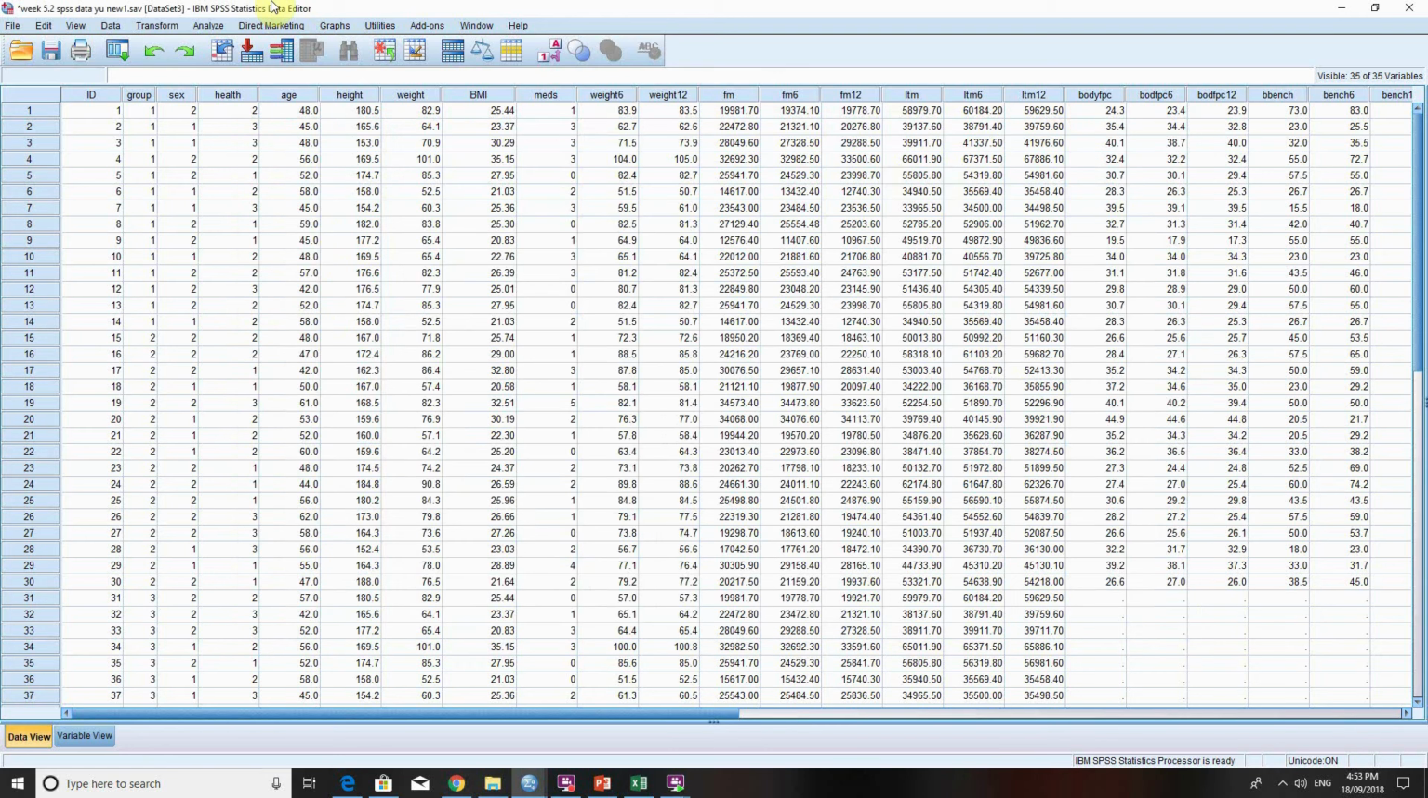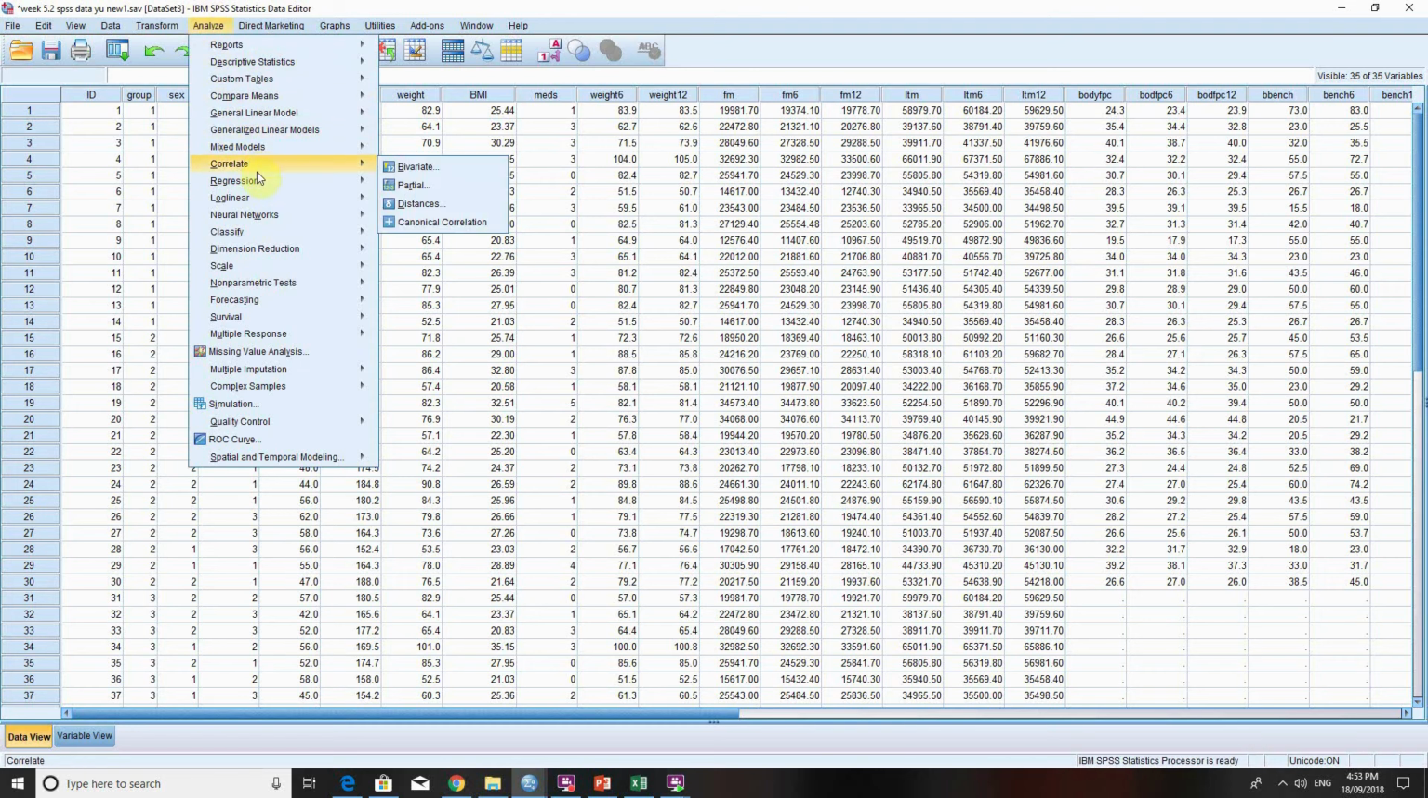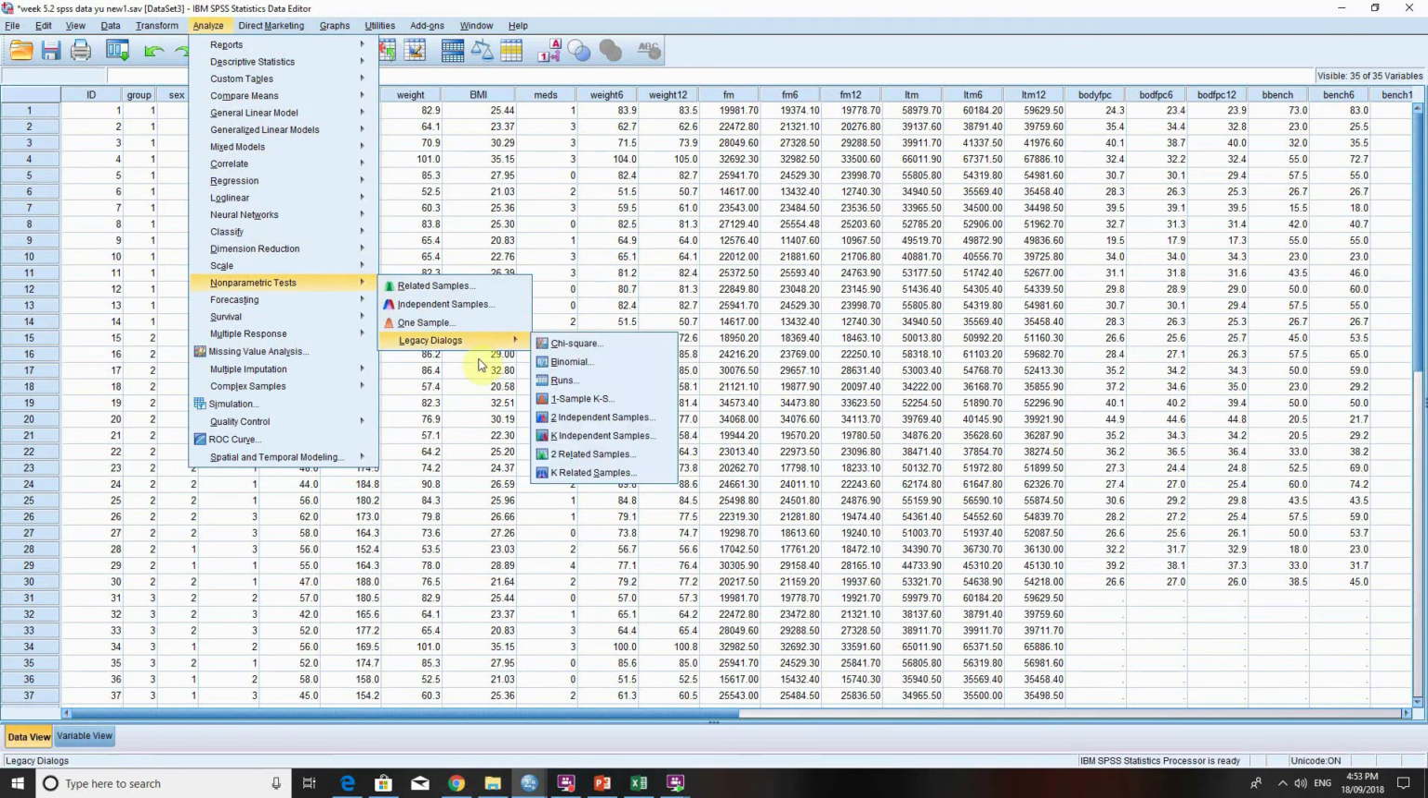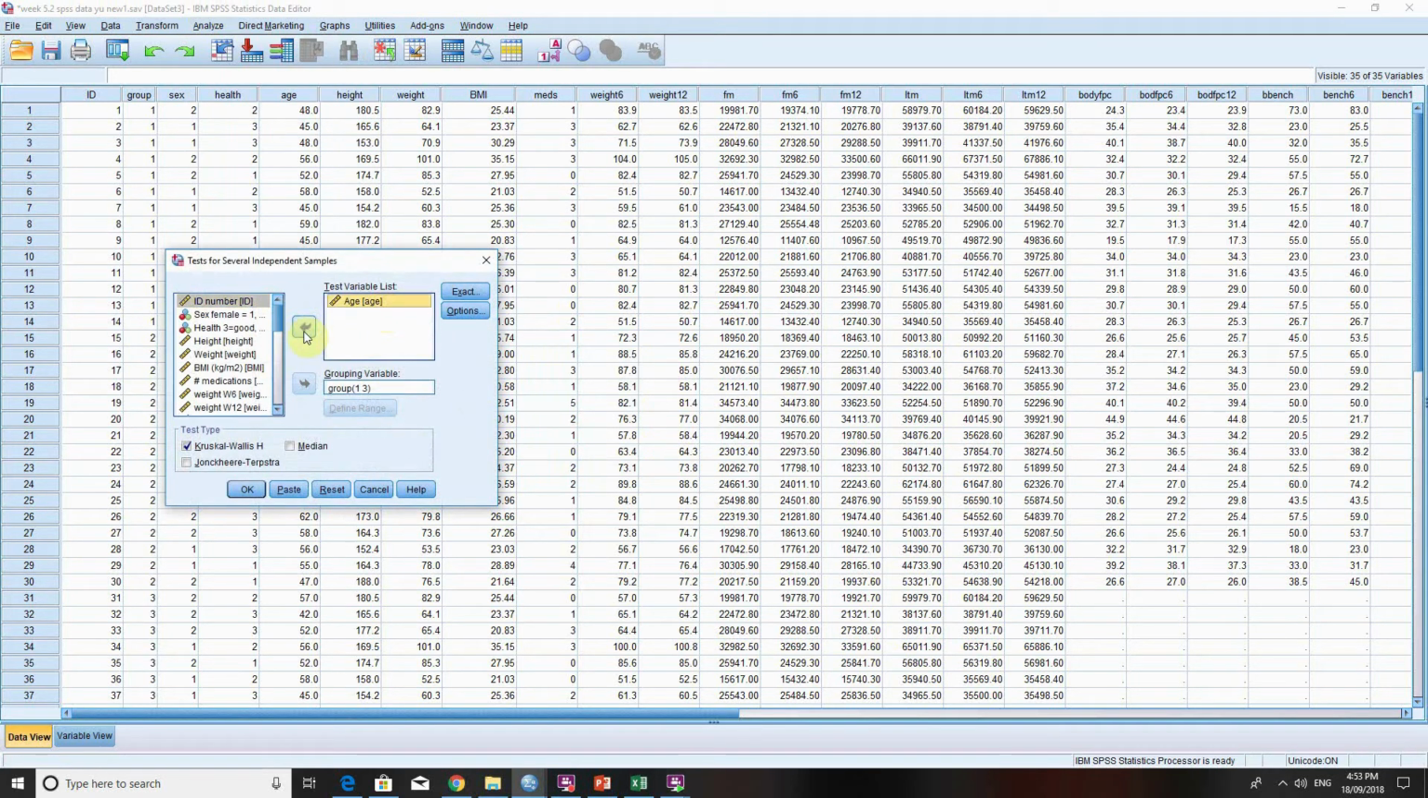So now instead of a one-way ANOVA, I'll be doing a Kruskal-Wallis test. So to do that, I'm going to go Analyze, Non-Parametric Tests, Legacy Dialogues, and we have K Independent Samples, which just means any number greater than 2. So I'm going to be using fat mass at week 12, and our grouping variable is group or treatment. Here we also have to define our range.